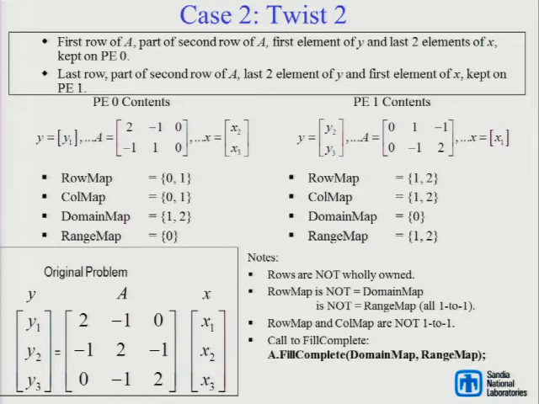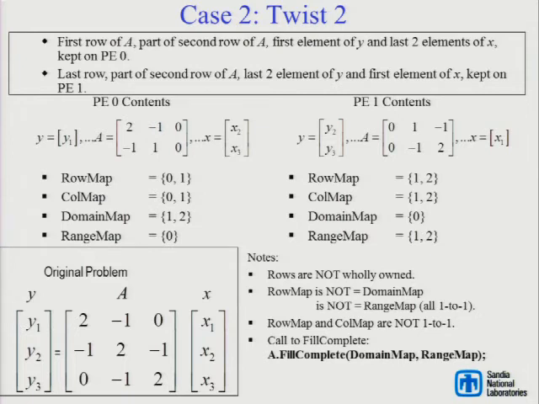So what does this look like? Row map here, I have some of 0 and some of 1. Col map, I have 0 and 1. Domain map is 1 and 2. Range map is 0. Here, my row map is 1 and 2. Now, my row map has an overlap in it. Col map is still 1 and 2. Domain is 0. Range is 1 and 2.